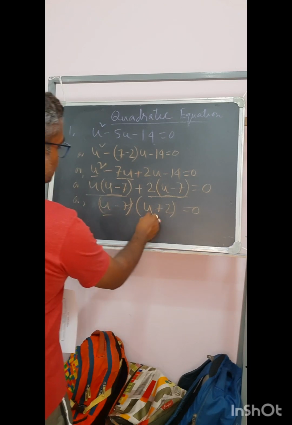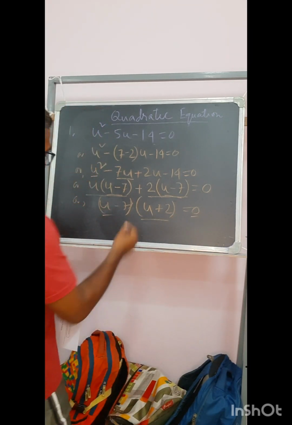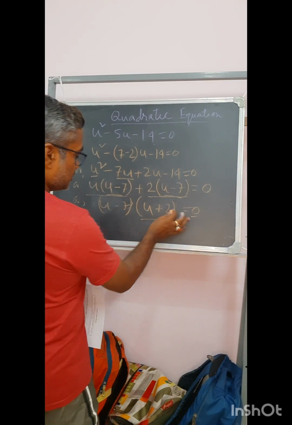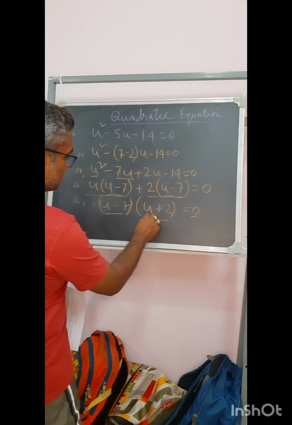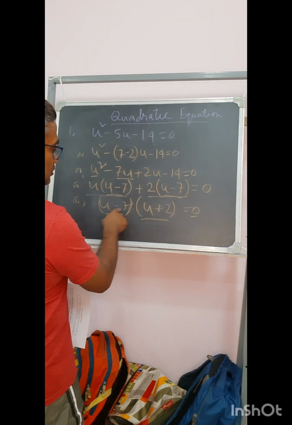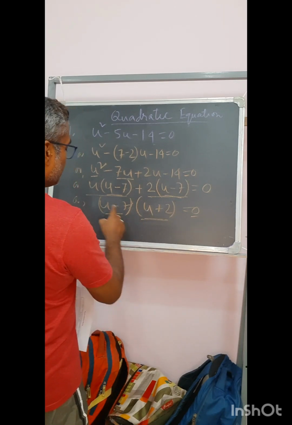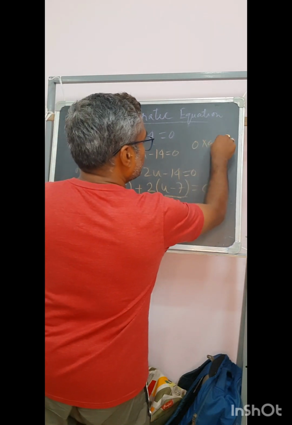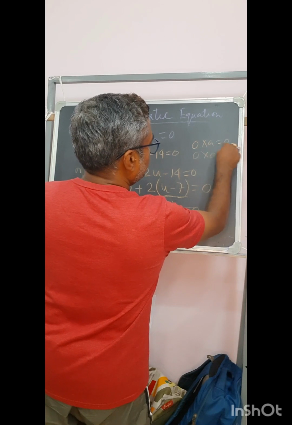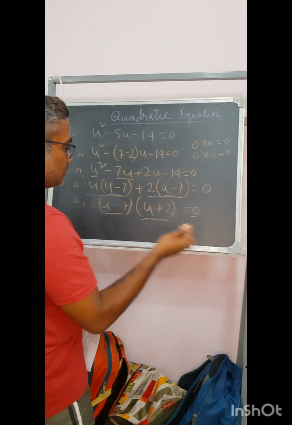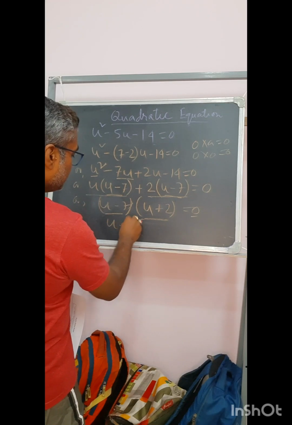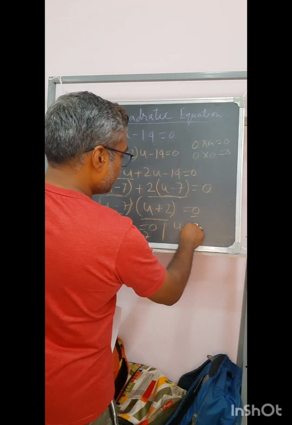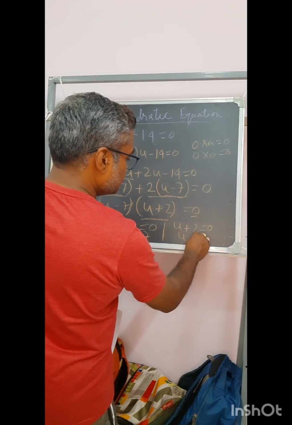Now if you see two factors multiplied, if I get 0, then the condition which will satisfy this is that either of them equals 0, so one could be 0, then 0 multiplied by something will be 0, or both can be 0, because 0 into 0 is also 0. So either of these terms may be 0 or both can be 0. If I take u minus 7 equal to 0, u is equal to 7 is one solution. Now u plus 2 equal to 0 is also possible, so u is equal to minus 2.